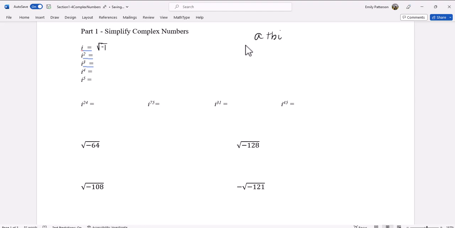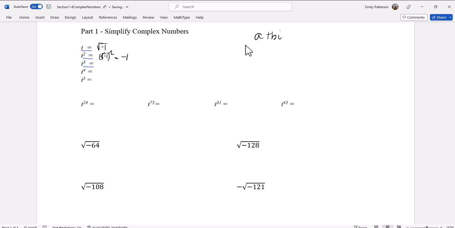So when we take i squared, that means I'm going to take the square root of -1 and square it. That's going to eliminate my square roots and becomes -1. So this is one of those rare occasions where if I square something, it actually becomes negative.